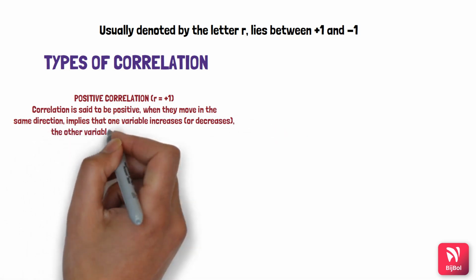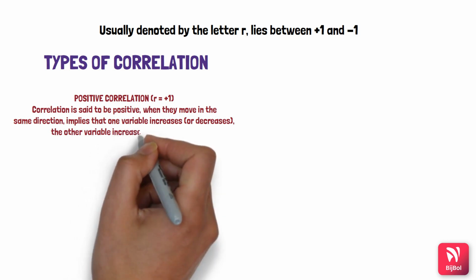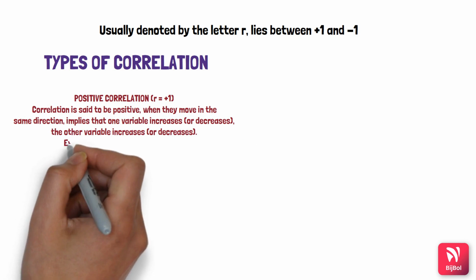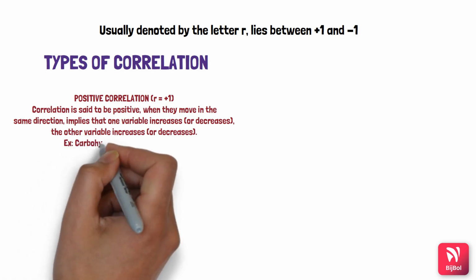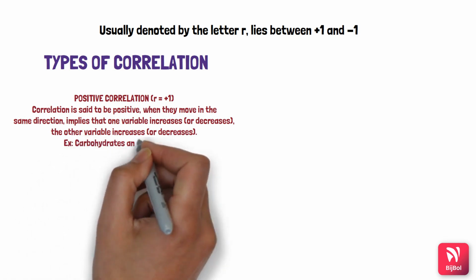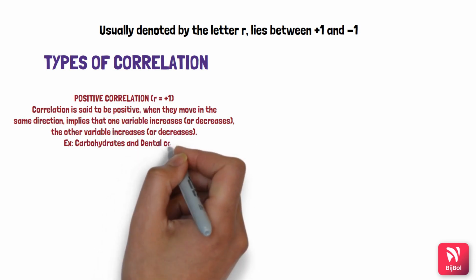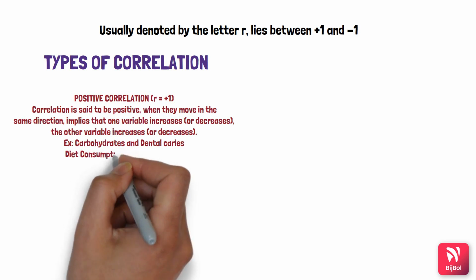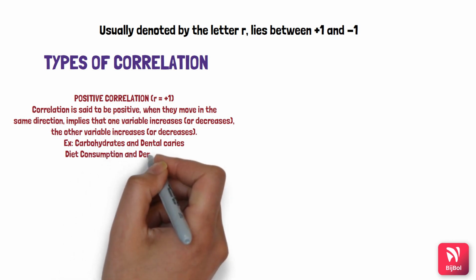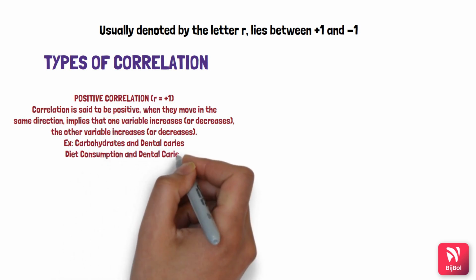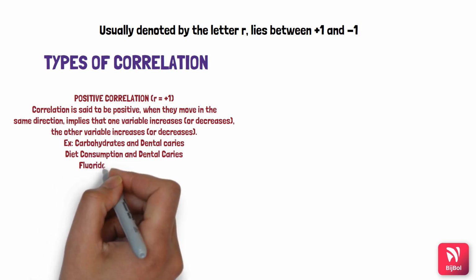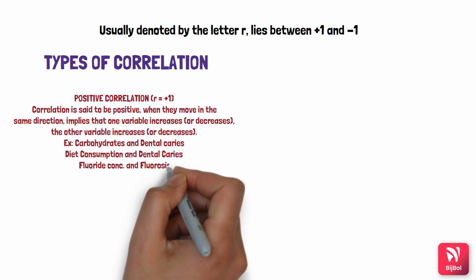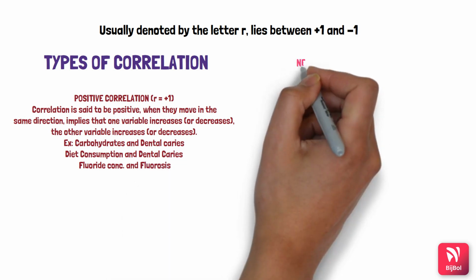For example, carbohydrates and dental caries, diet consumption and dental caries, fluoride concentration and fluorosis. So what do these examples tell us? With an increased intake of carbohydrates, you have an increase in the number of carious teeth. With an increase in the fluoride concentration in the water that you consume, there would be an increase in fluorosis. So this is the positive correlation.